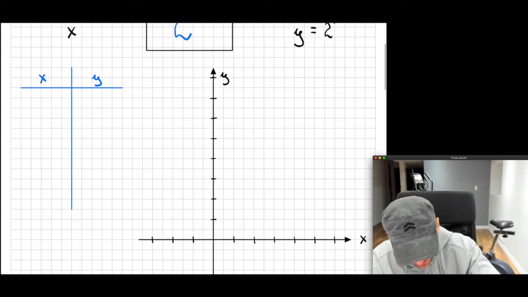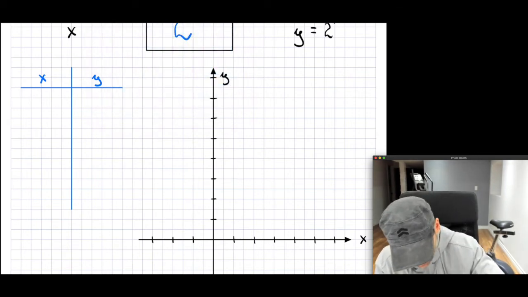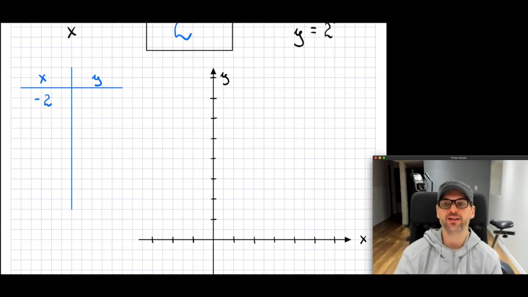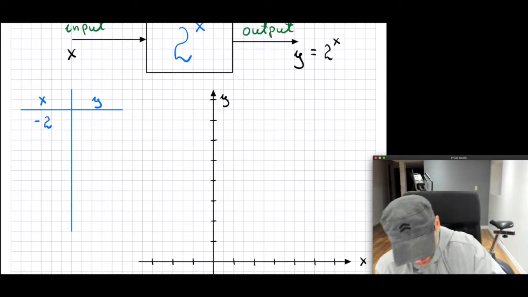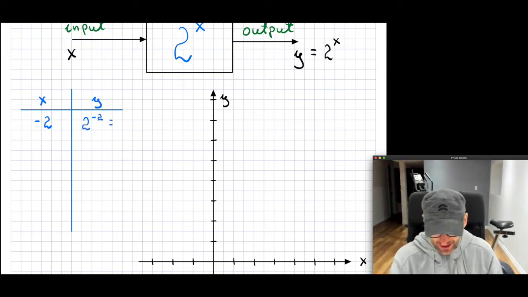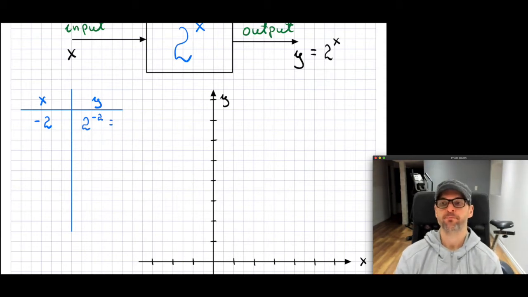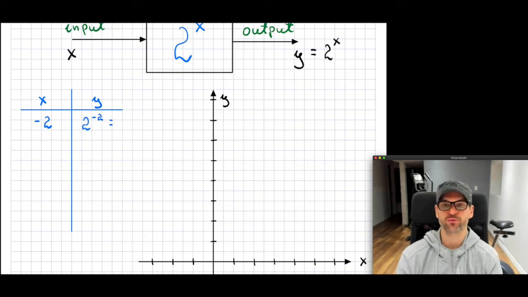On the left-hand side, I have a table of values, and I'm going to arbitrarily say imagine my input was -2. If I put -2 into this system, then my output is going to be 2 to the power of -2, and that will be just 1/4, because 2 to the exponent of -2 is basically 1/2 to the power of 2. If you don't remember some of the exponent rules, I'm going to put a link up above and you can refresh yourself on all the exponent rules.